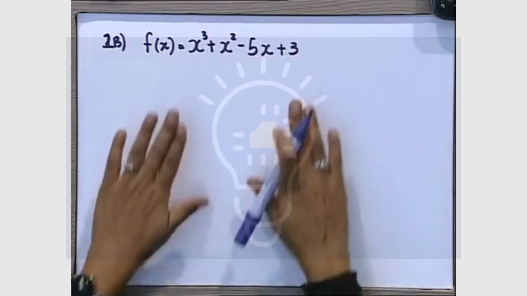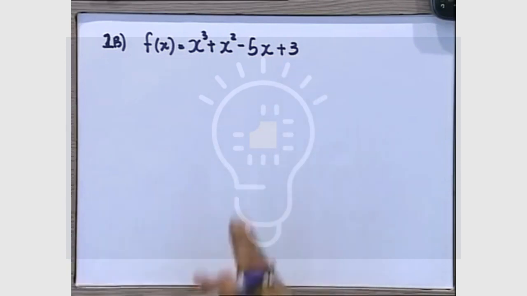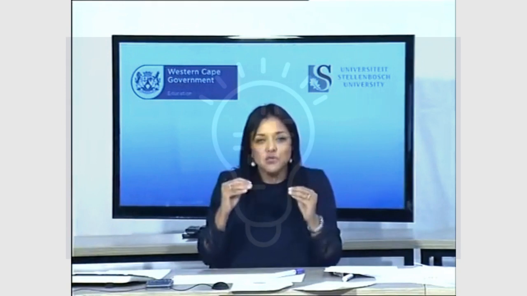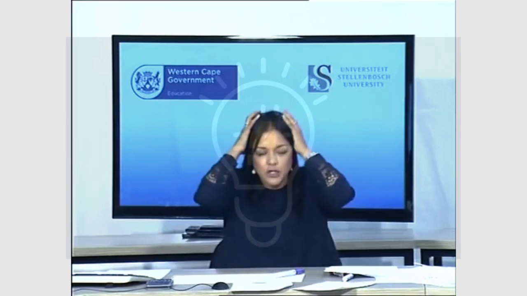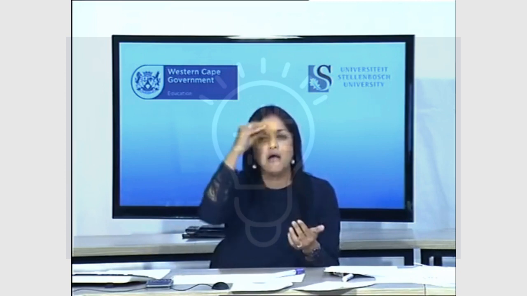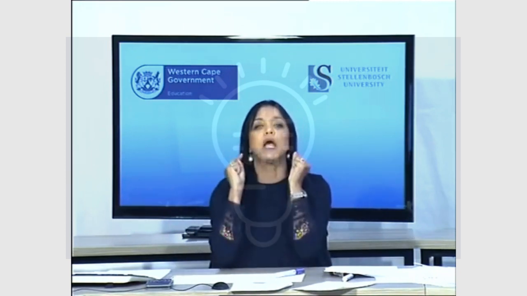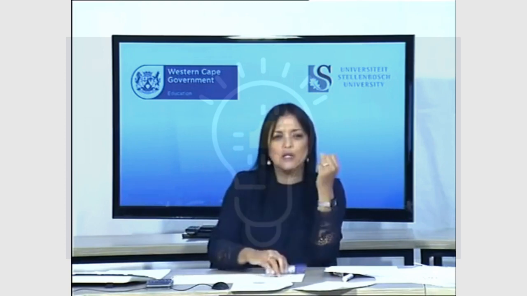Right, we want to sketch this graph now. Remember, in question number 1, we led you step by step to sketch the graph, but this question just says that you must sketch the graph yourself. So in your mind, you need to have your steps. I need to have my steps to sketch this graph.